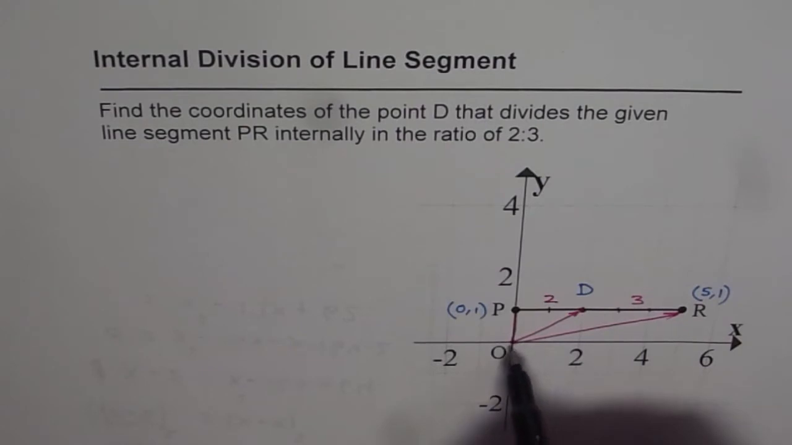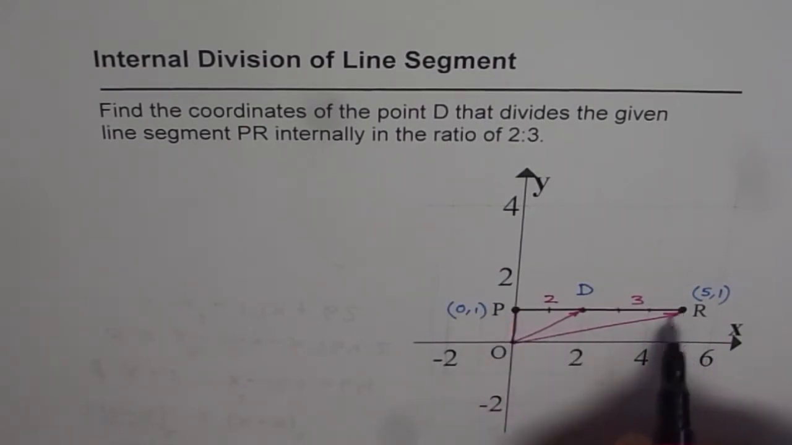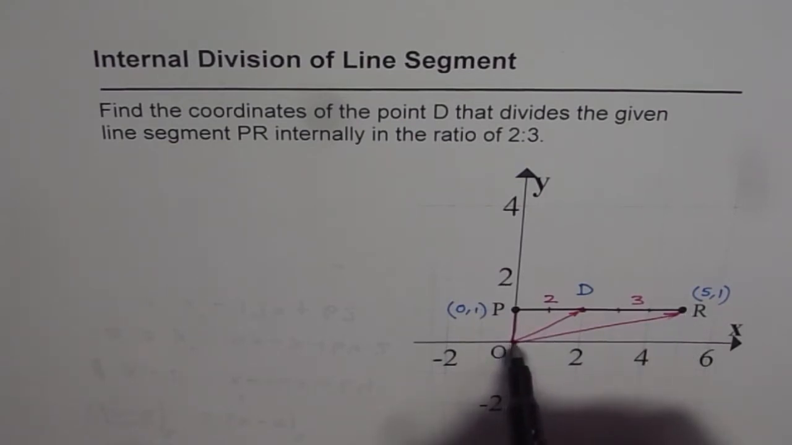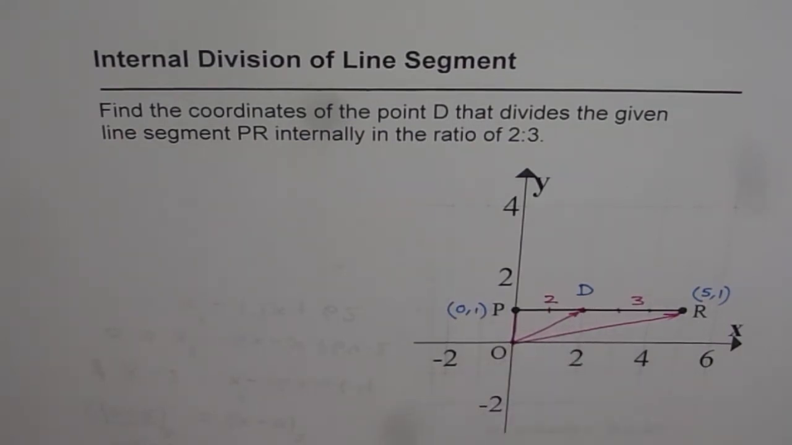Now if I can relate OD with OP and OR, where OP and OR are known to us, then I can find OD. Once I get the position vector OD, then I know the coordinates of D also, correct? So that is the strategy which we are going to use in vectors. Now let's work it out. How to find the relation between OD, OP and OR? So that becomes our problem now.